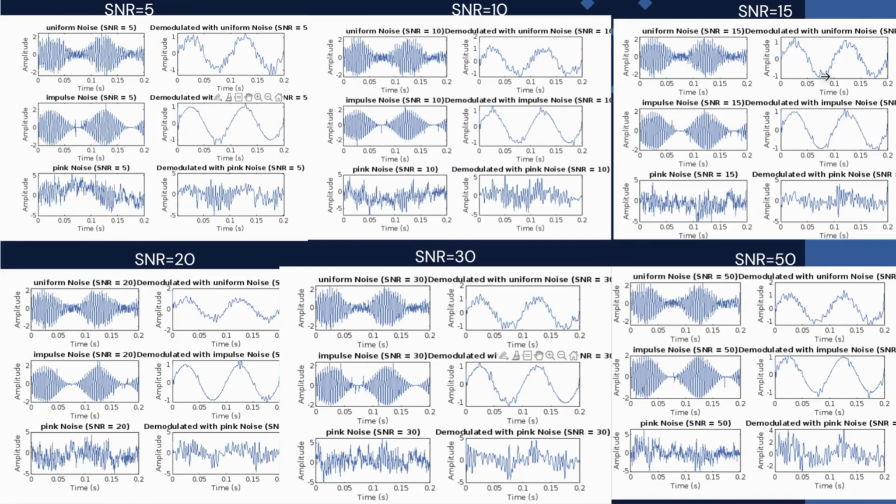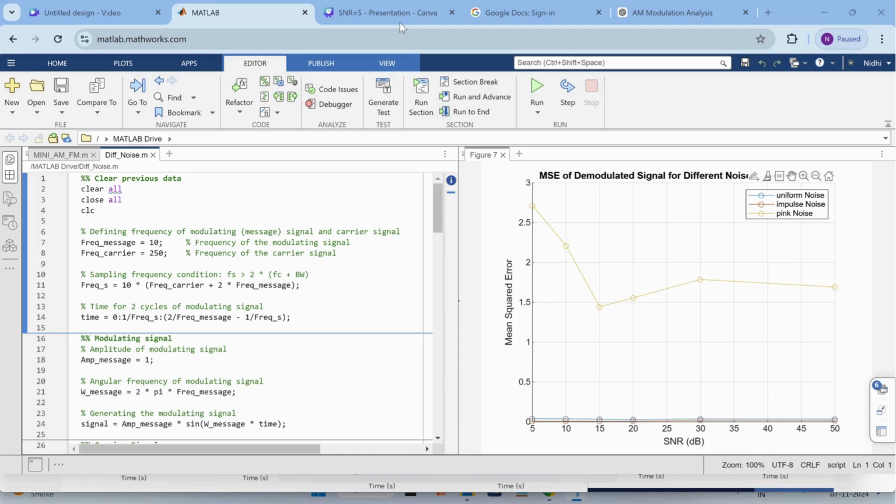At lower SNRs 5 to 15 dB, we observe significant distortion which led to high MSE value. As the SNR increases from 20 to 50, the demodulated signal improved, the MSE dropped. At 50 dB, the impact of uniform noise was minimal and the demodulated signal closely matched the original one. Here graphically we can clearly see that the MSE decreased steadily with increasing SNR, displaying a predictable noise behavior. Graphically this appeared as a smooth decline in MSE values as the SNR increased, demonstrating that the impact of uniform noise diminished at higher SNRs.